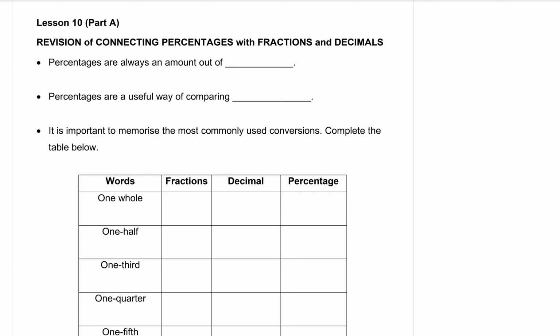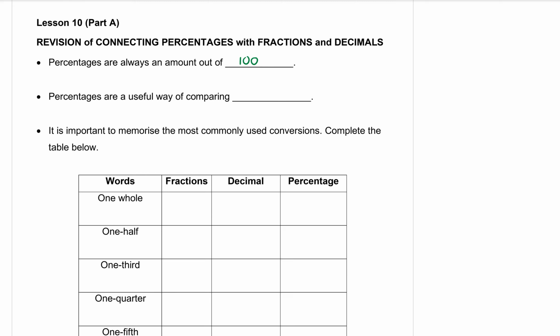Into this now, percentages. So we've done fractions and decimals, we want percentages in here as well. Percentages are always out of 100. Okay, always. Or they're out of, I shouldn't put 100%. They're always out of 100.